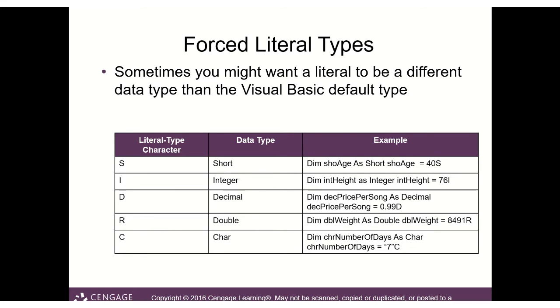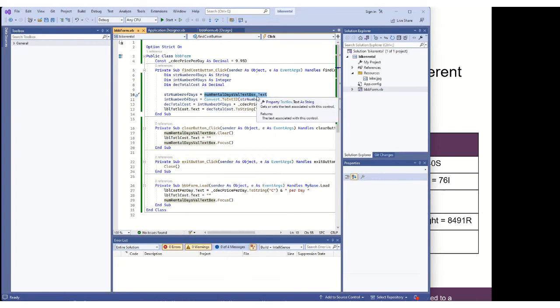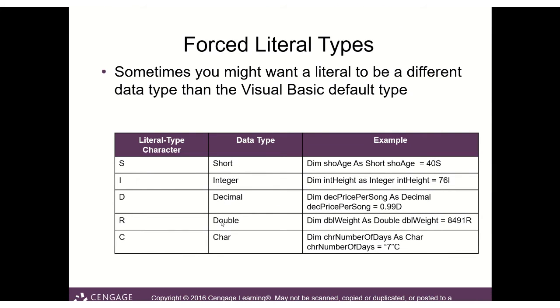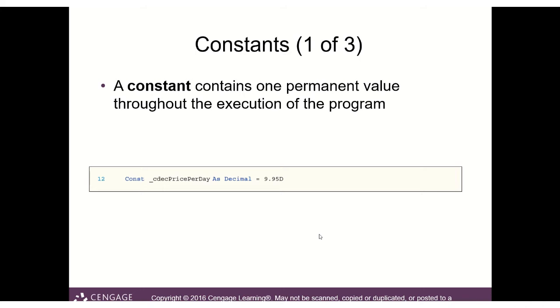Similarly, for short, you should put S at the end. For long, the literal type character is L. For decimal, you do it in this way. We have used something in our lab, although you will see it in detail. So for decimal, we use this D literal type. Then for double you use R, for character you use C. So this one we have used.